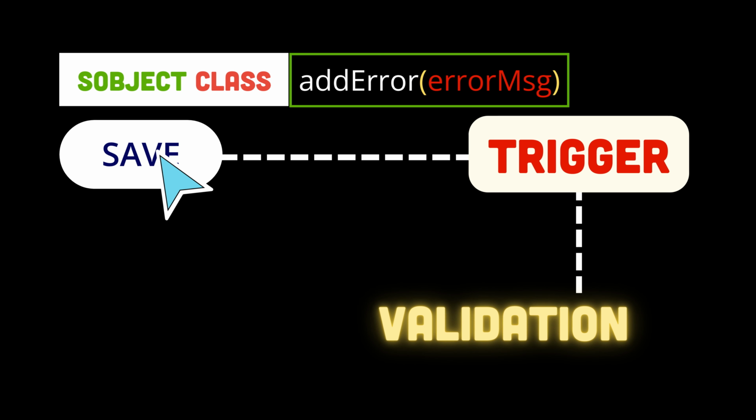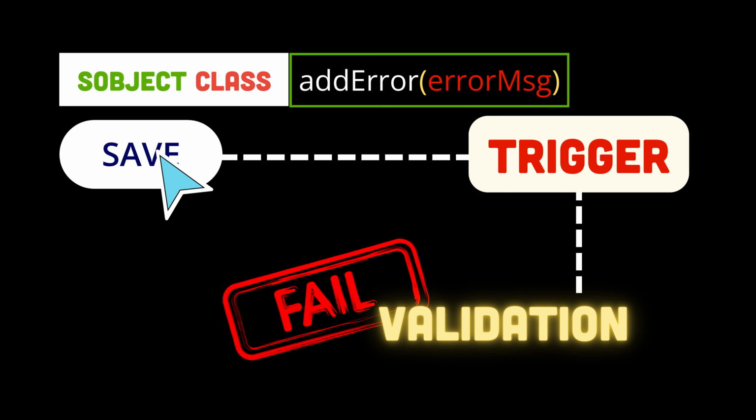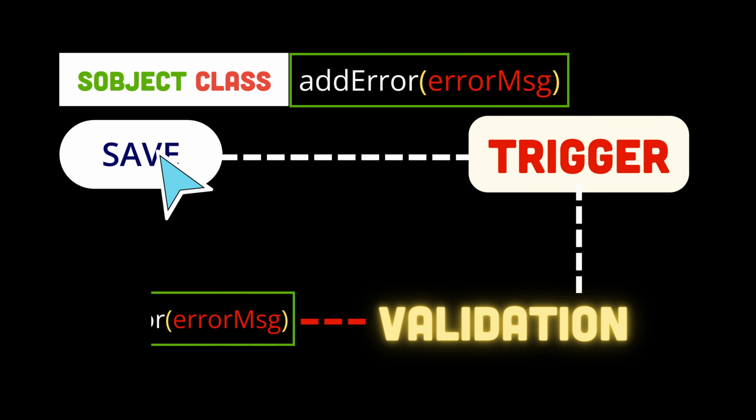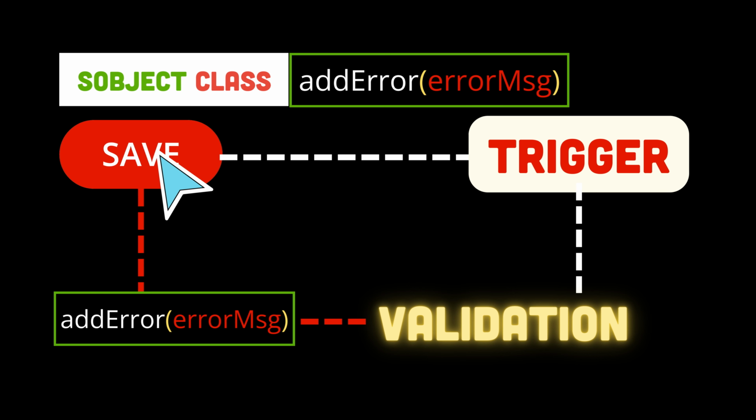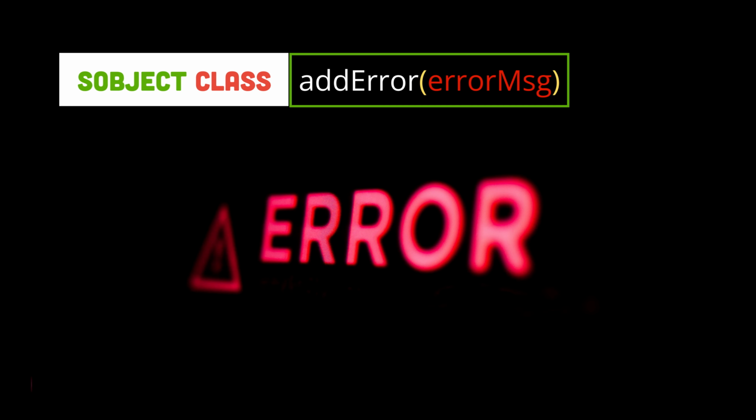Now let's assume that there is an issue with the data that the user has entered and we want the user to fix it. In that case, we can use the addError method with the error message. This by default will stop the DML insertion and show an error message on the UI. Let's look at the code.